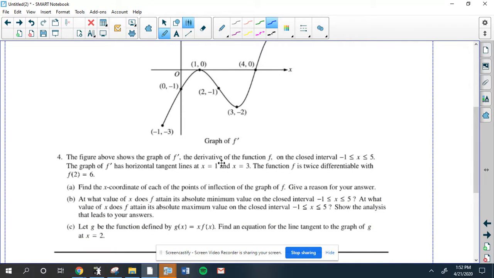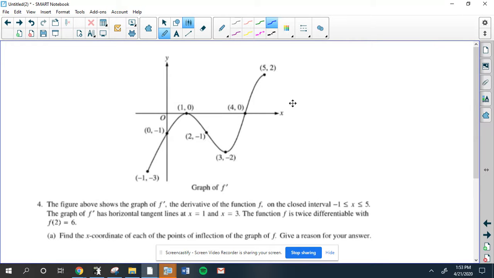They say there are horizontal tangent lines at 1 and 3. That's just to confirm that these are mins and maxes. It says it's twice differentiable, which means the second derivative exists. And they give you an initial condition of f(2) equals 6, and they ask you these three questions. So we'll take them one by one, which is a good way to do it. The first question asks for the x-coordinate of each of the points of inflection for this graph.